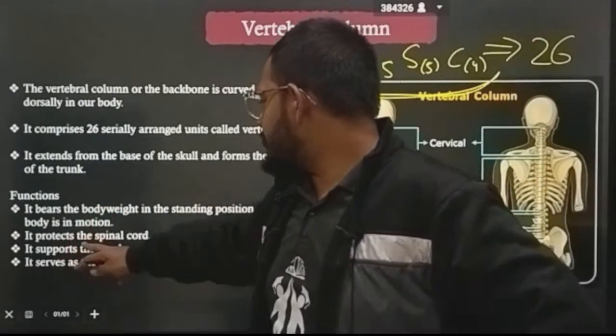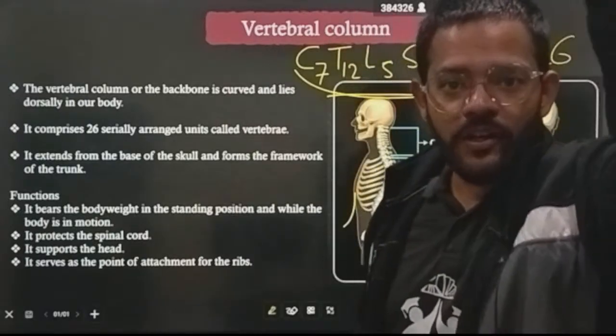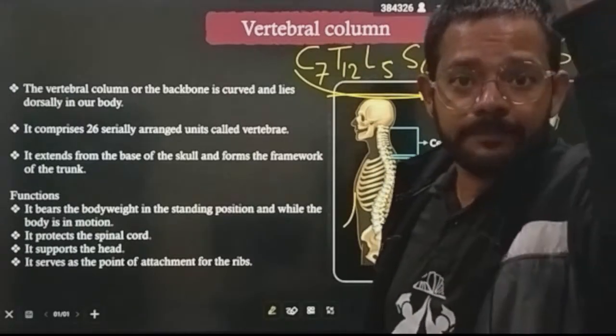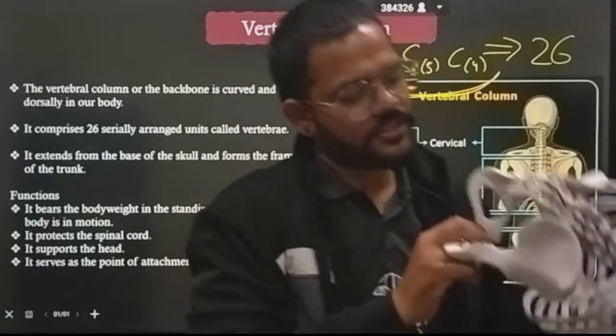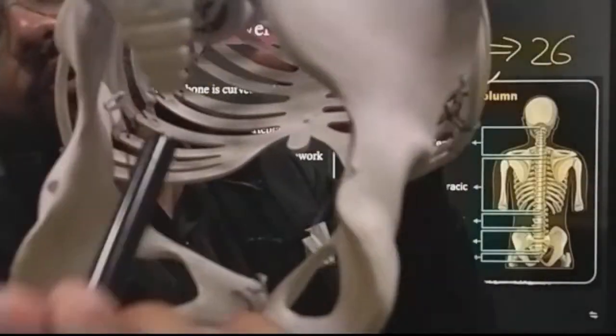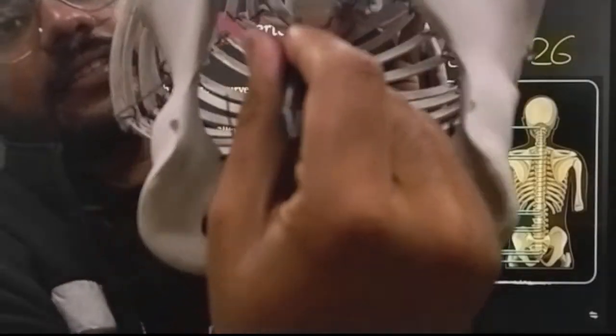It protects the spinal cord. In the middle of this vertebral column, the spinal cord runs. It is a hollow tube-like structure. You can see here it is hollow. Inside this, the spinal cord runs.